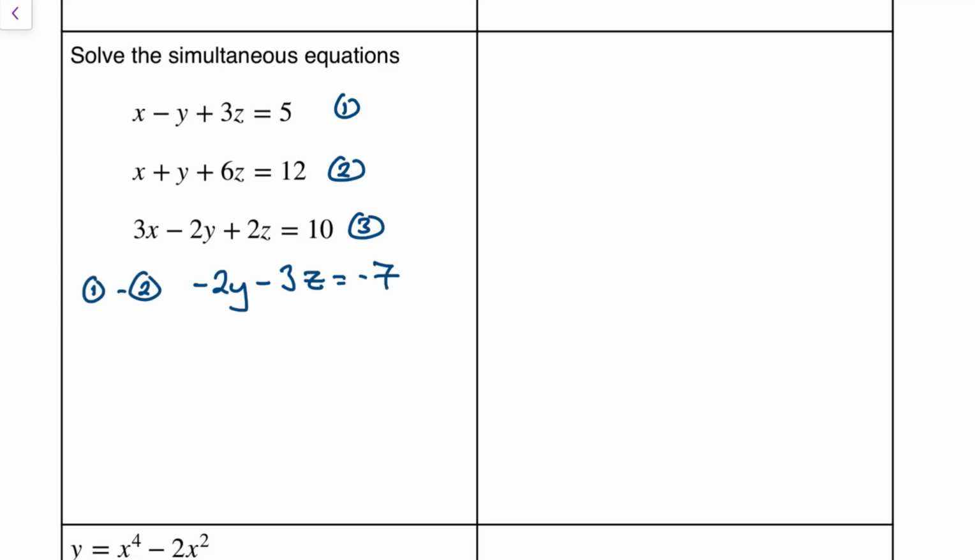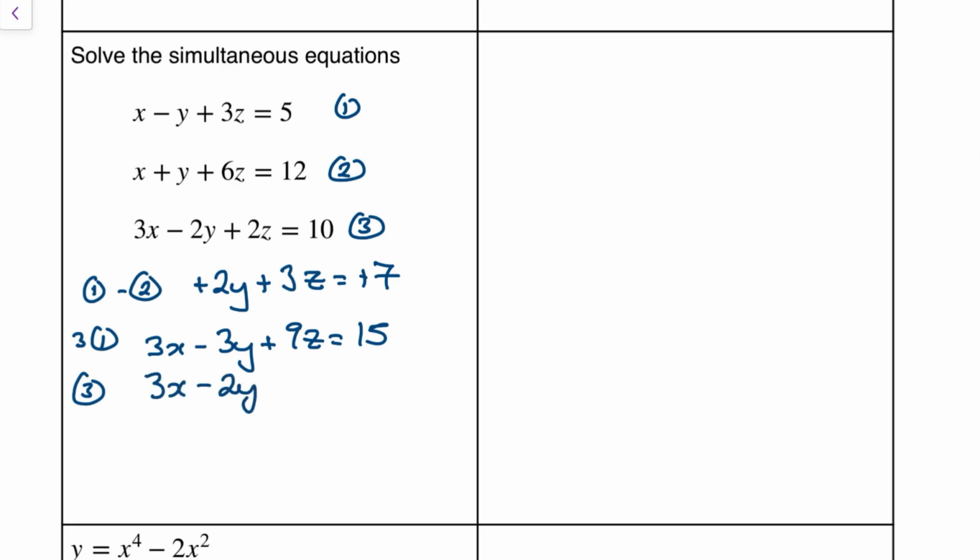Now I'm just going to do something cheeky here and multiply everything by minus 1, which is going to give me 2y plus 3z equals 7. I can do that as long as I'm being consistent. Not bad. Then, what should I do? I'll do equation 1 times 3. So 3 times equation 1 is going to give me 3x minus 3y plus 9z is equal to 15. Then I'm going to write equation 3 underneath it. Actually, I've written that wrong. That should be 3 times equation 1. So that's 3 times equation 1. And then equation 3 underneath is going to give me 3x minus 2y plus 2z is equal to 10.